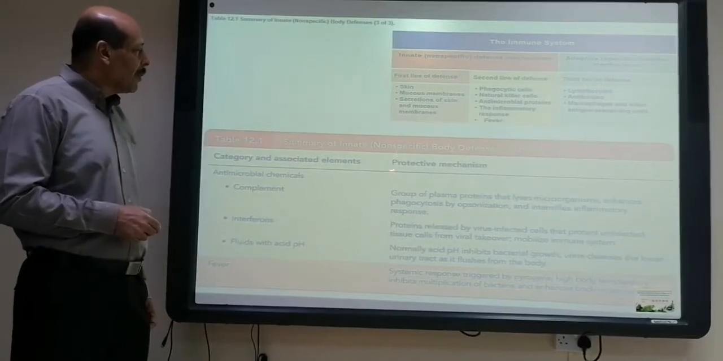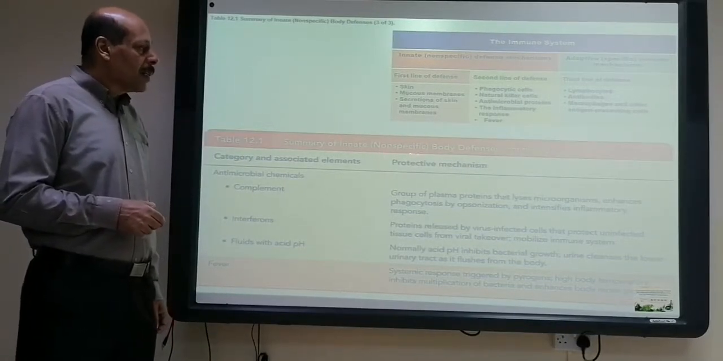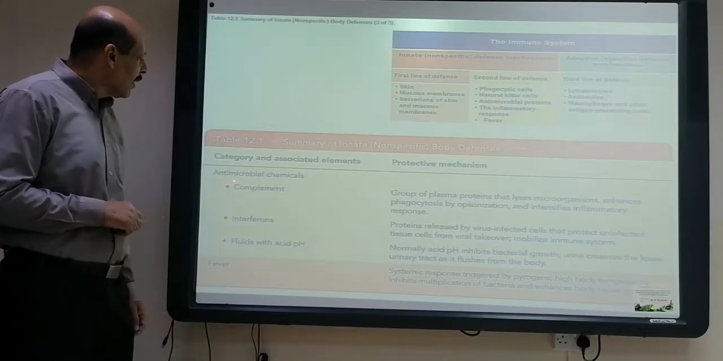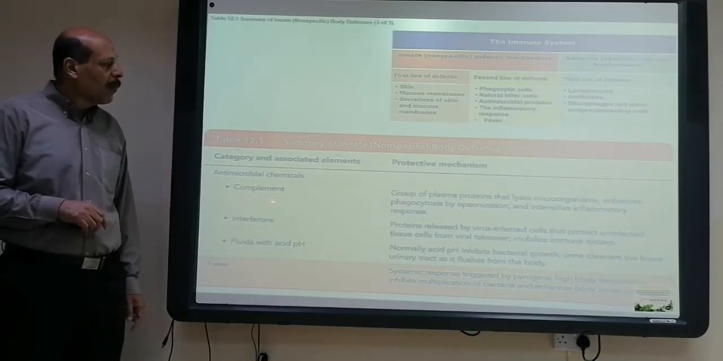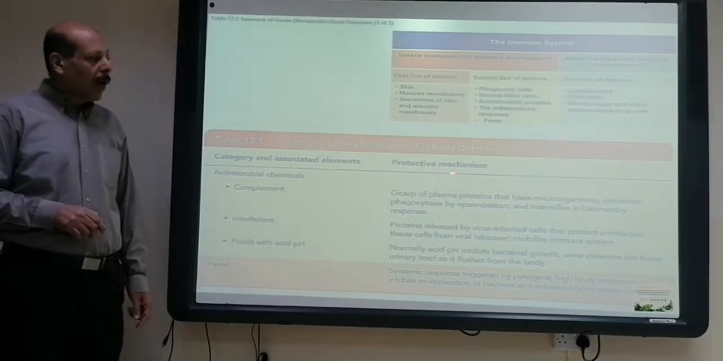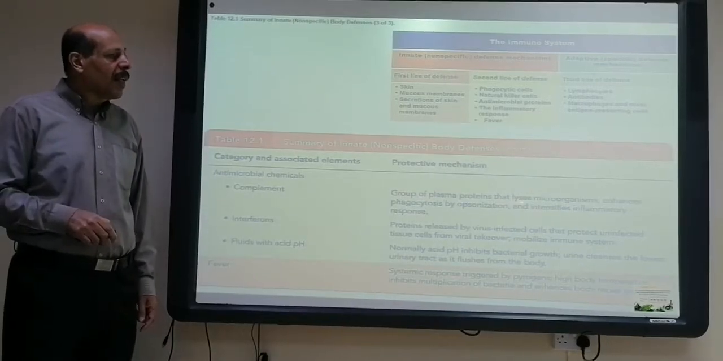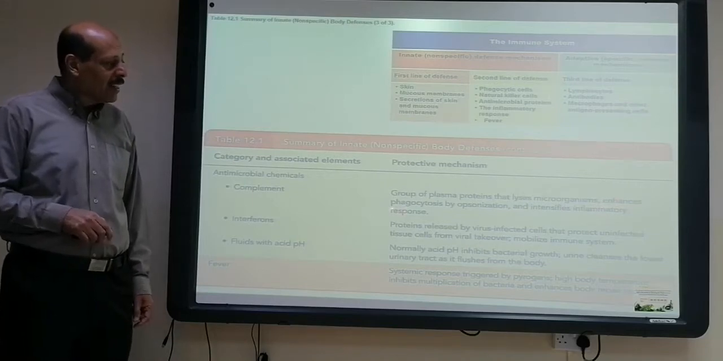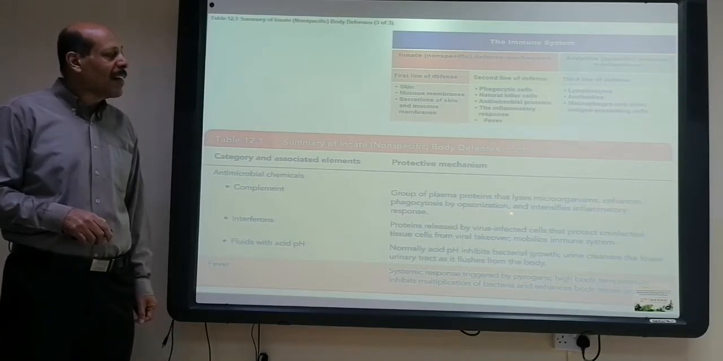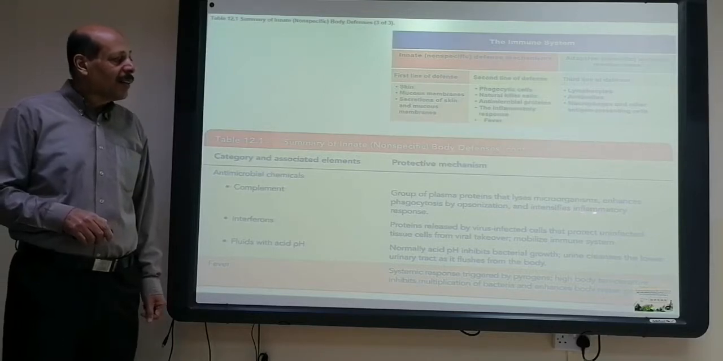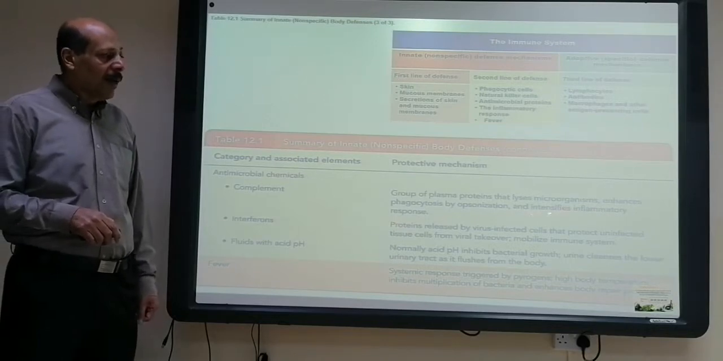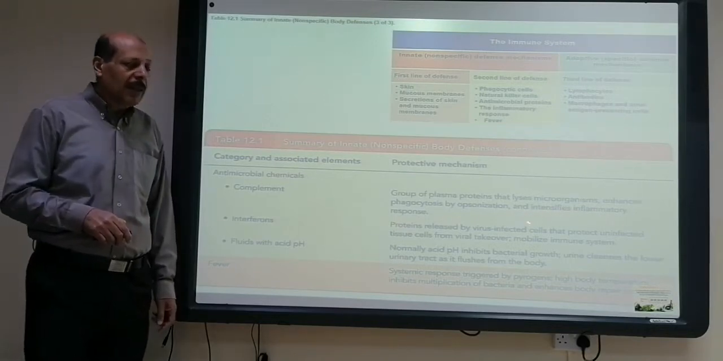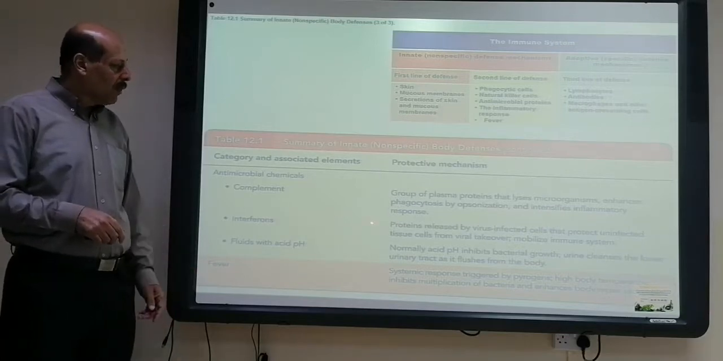Again, for a summary of non-specific body defense mechanisms, we have the antimicrobial chemicals. The antimicrobial chemicals include the complement. The complement is a group of plasma proteins that lyse microorganisms, enhance phagocytosis by opsonization, and enter the inflammatory process. So they will enhance the inflammatory process.